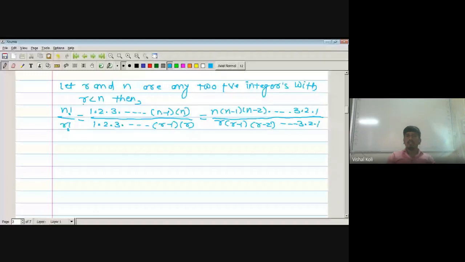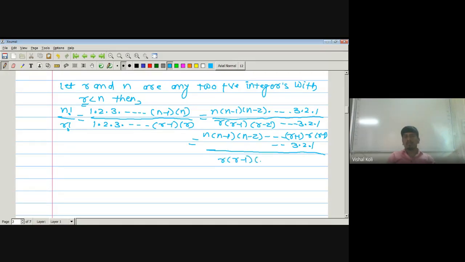Therefore, somewhere in between is the term r, as n factorial is the product of n consecutive integers beginning with 1. As r is less than n and r is a positive integer, somewhere here is the term r, that is r plus 1, r, r minus 1, up to 3 into 2 into 1, which is divisible by the remaining terms, r into r minus 1 into r minus 2 up to 3 into 2 into 1.